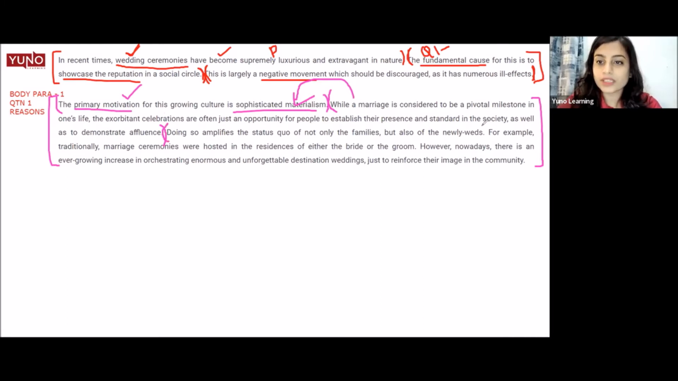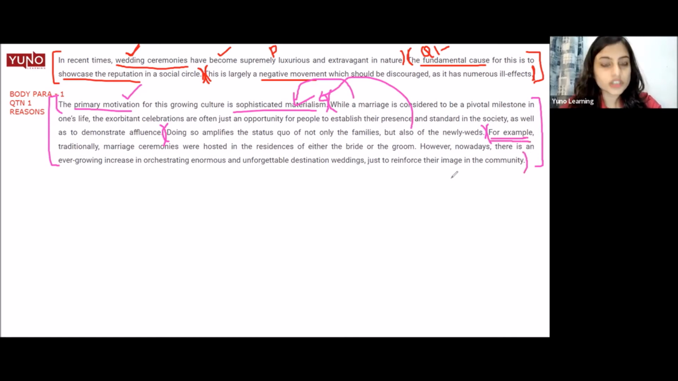I'm saying that doing so amplifies the status quo of not only the families, but also the newlyweds. So when they have elaborate weddings, when they have exorbitant celebrations, this boosts the social image of the family as well as the couple, as well as the newlyweds, right? So the second supporting statement goes back to this point. Then I say, for example, so now I have to provide an example, it's a requirement.